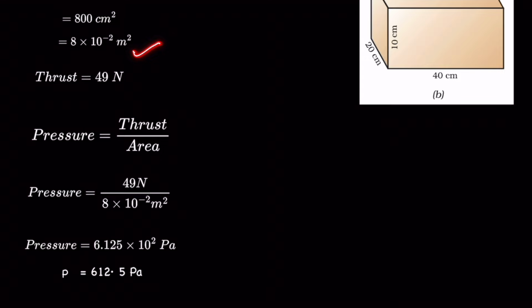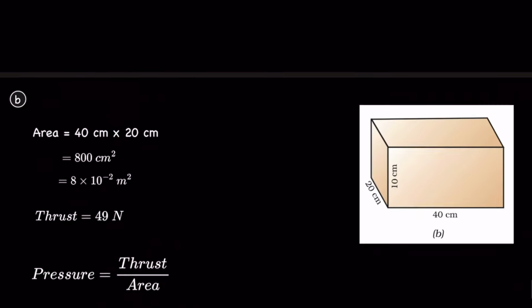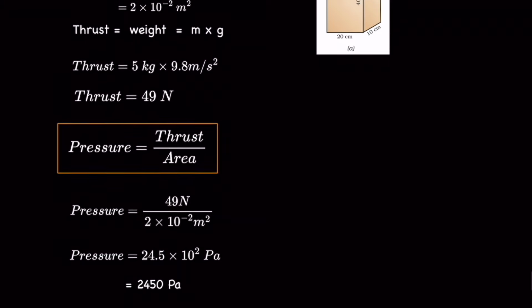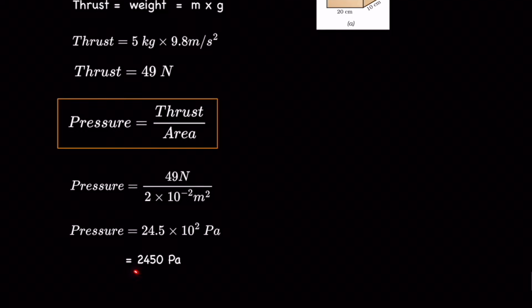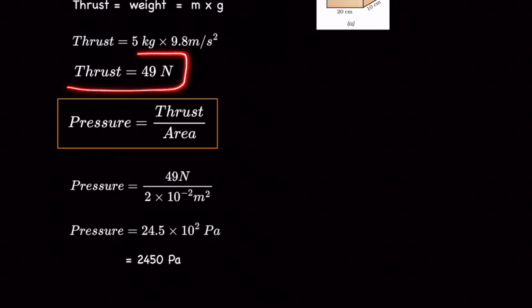Previously the area was 2 into 10 to the power minus 2. So the pressure now is 612.5 Pascal. And if we go to the previous one, where our area was 2 into 10 to the power minus 2, the pressure is 2450 Pascal. So from here we can also say that the more the area, the less the pressure. Force is constant for both the cases.